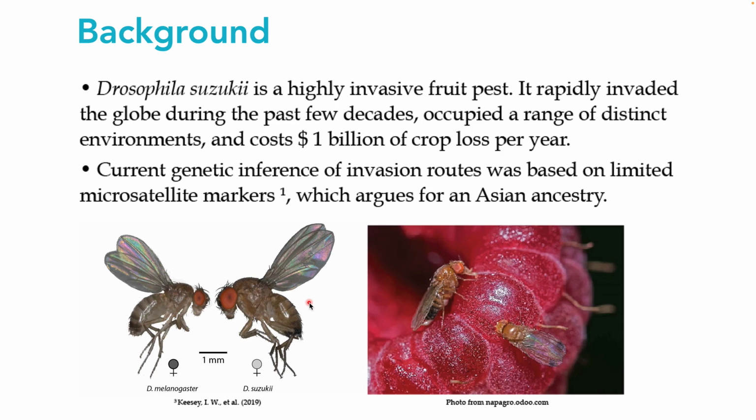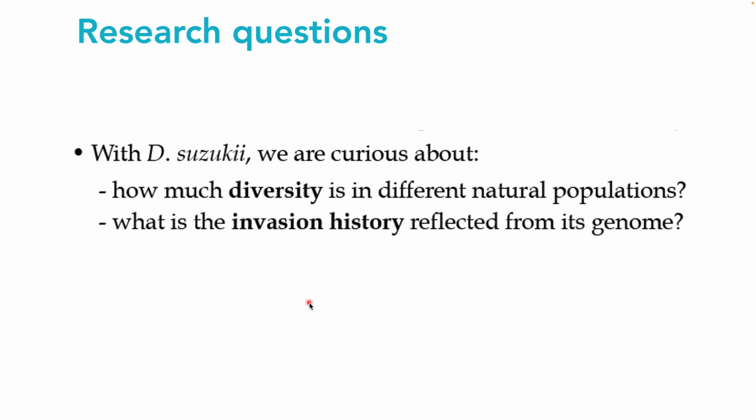Current knowledge about the invasion history comes from individual reports and genetic inference of invasion routes. The genetic inference was based on limited microsatellite markers, which argues for an Asian ancestry. With the species, we're curious about how much diversity is in different natural populations and what is the invasion history reflected from its genome.